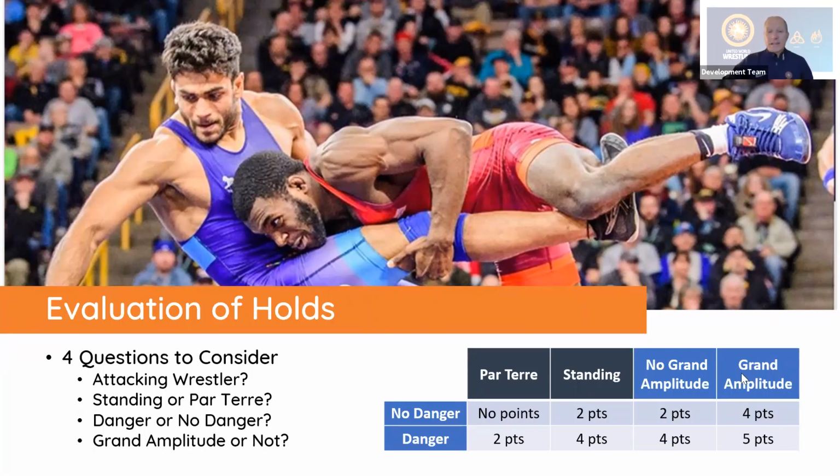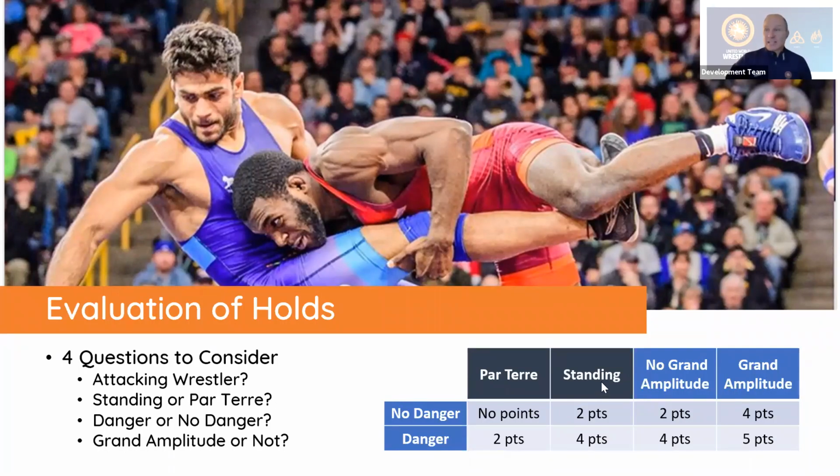If there's no grand amplitude, then my choices for the action are 4 or 2. So if it goes to danger, it would be 4. No grand amplitude and goes to danger, this is going to be 4. If it's no grand amplitude and doesn't go to danger, it's going to be 2. And this also factors in the standing part. A lot of times when we're talking about grand amplitude, we're making the assumption that they're in the standing position, because they have to be separated up off the mat for this to happen. So they would have to be in the standing position for this to occur.